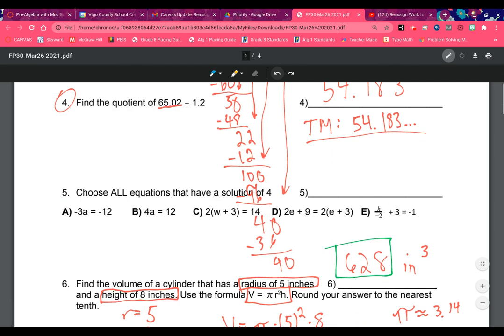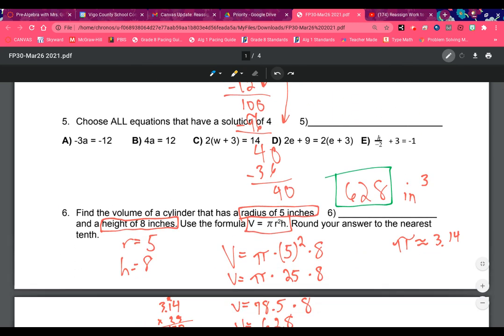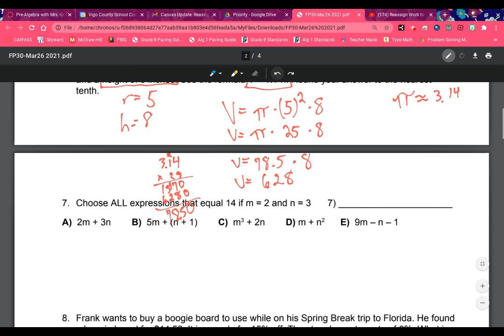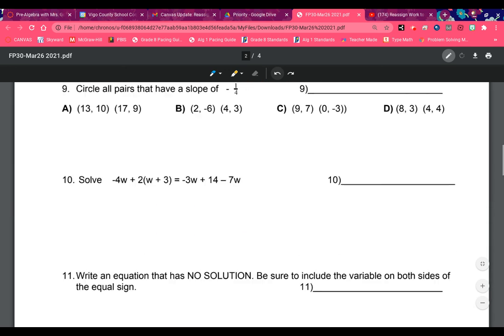So then I'll scroll down a little bit. Number 6, find our important information, our radius being 5, our h being 8, and our volume equation. And then just plug in what you know. That's all you got to do. And remember, we're going to use 3.14 for pi. And scroll down a tad.